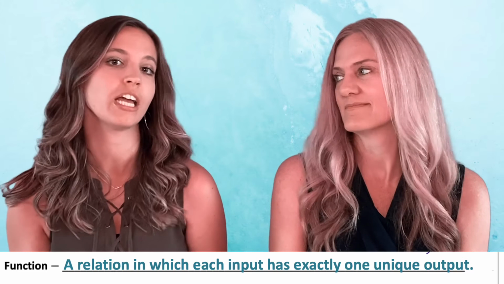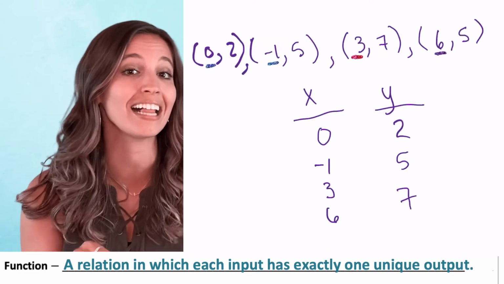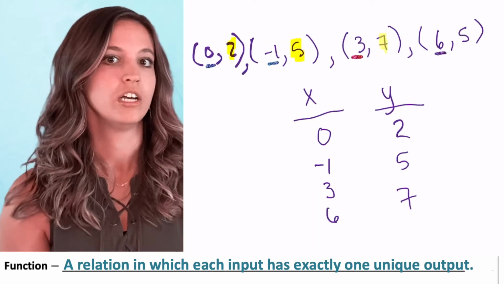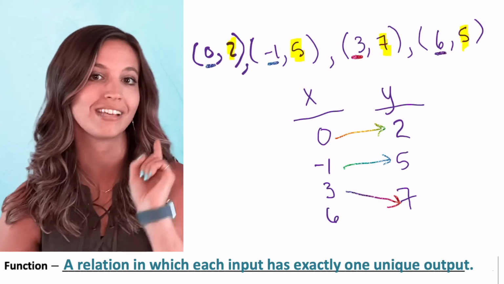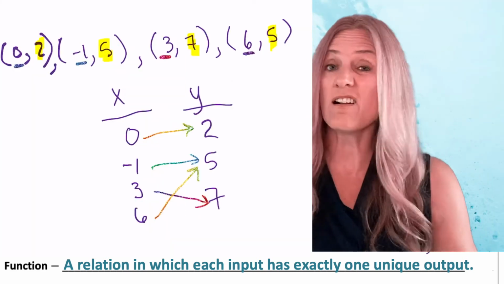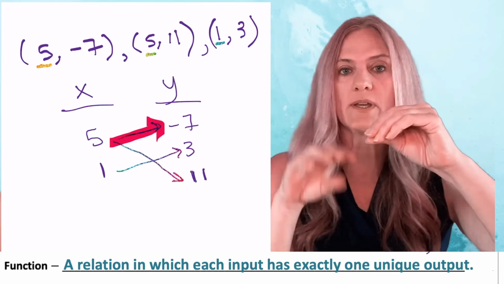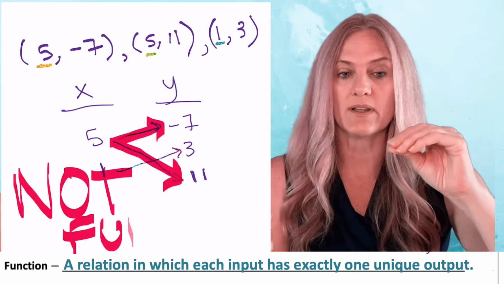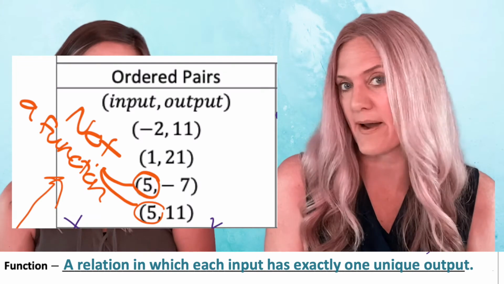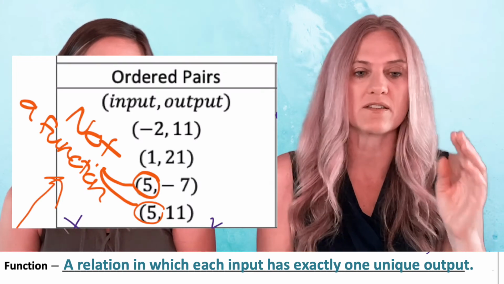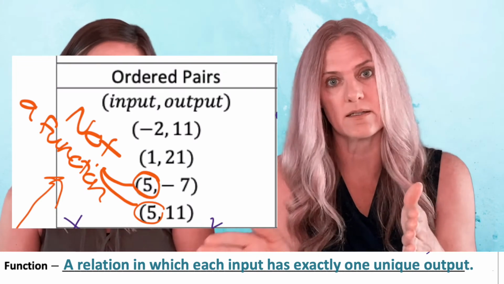This brings us to what a function is. A function is just a relation in which every input has exactly one unique output. So every X maps to exactly one Y. They can all map to the same Y, but you're never going to see a 5 going to a -7 and a 5 going to an 11. So if you look at that first set of ordered pairs, that's not a function because 5 is going to -7 and to 11.